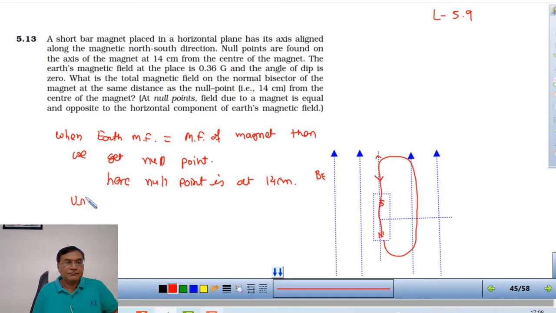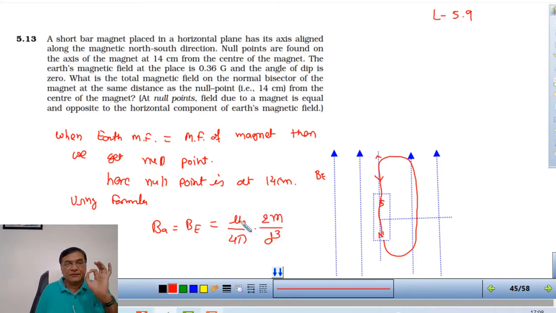Using the formula, B on the axis is equal to B of the earth, equal to mu 0 upon 4 pi, 2m upon d cube. This is the magnetic field on the axis. So we don't need to calculate this m. Otherwise I can calculate m also, where B of the earth is 0.36 Gauss. We can calculate the magnetic moment of this magnet, but it is not needed, so I don't do that calculation.